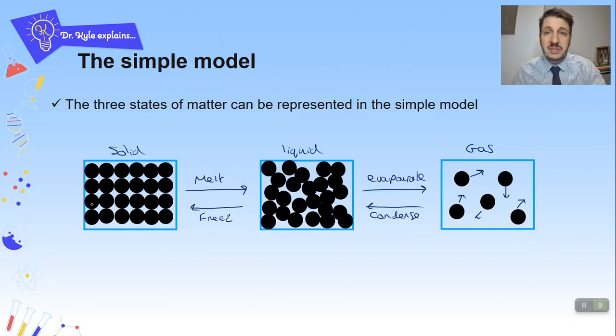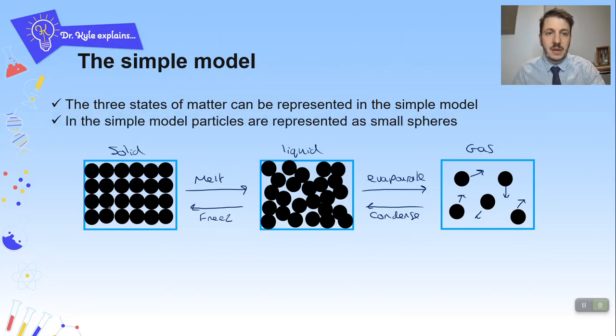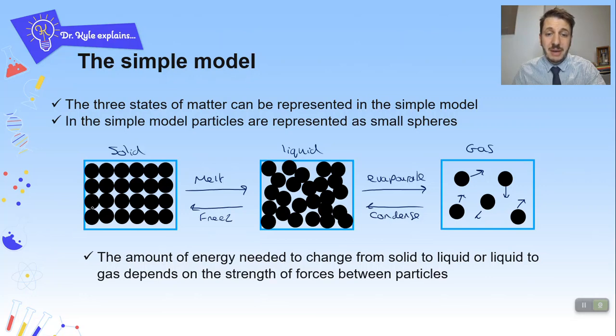Okay, so the three states of matter can be represented in these simple models that we've just shown here. In the simple model, the particles are represented as the small spheres, as we've just said. Now, the amount of energy needed to change from a solid to a liquid or a liquid to a gas depends on the strength of the forces between the particles.